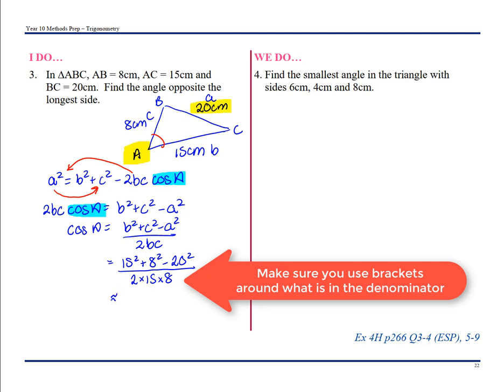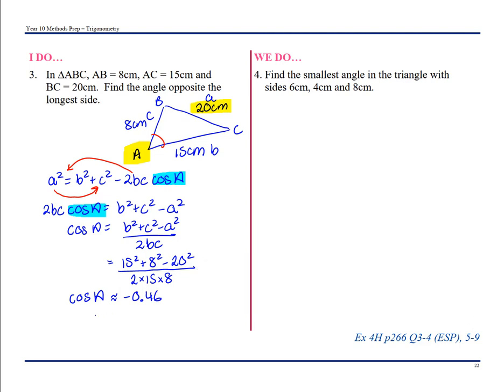and you get approximately negative 0.46. The negative is fine. Whenever you get a negative with the cosine rule, it just means you're going to get an obtuse angle. And that's going to make more sense at the end of the term because we will look into this kind of stuff. So that's something to look forward to.